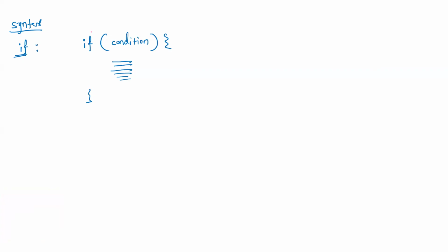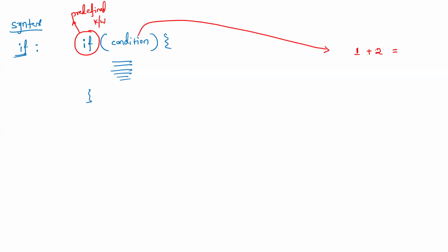Here if is a predefined keyword, so we have to write it in lowercase letters. Then in parentheses, there is a condition. What type of condition? For example, in place of this condition, if we write 1 plus 2, is it a condition or is it a result-oriented expression? It's a result-oriented expression. We'll get 3. Can we write 1 greater than 2? What's the result of this one?